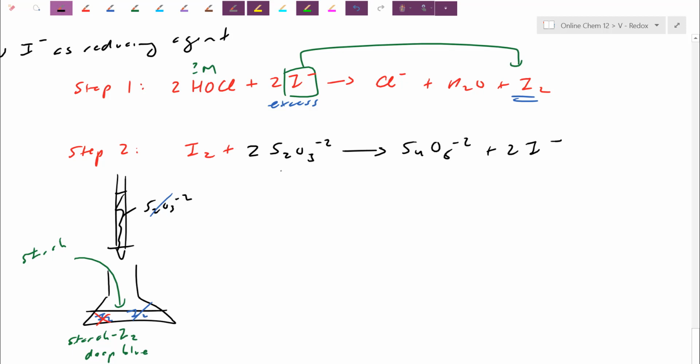I'm going to use my volume and my concentration. All titrations end up the same. We're going to then do a mole ratio, moles to moles. That tells you how much I2 there was. But I2 was in a 1 to 2 ratio with your bleach. And that'll help you calculate back towards HOCl as well. Okay? So have another look at that.